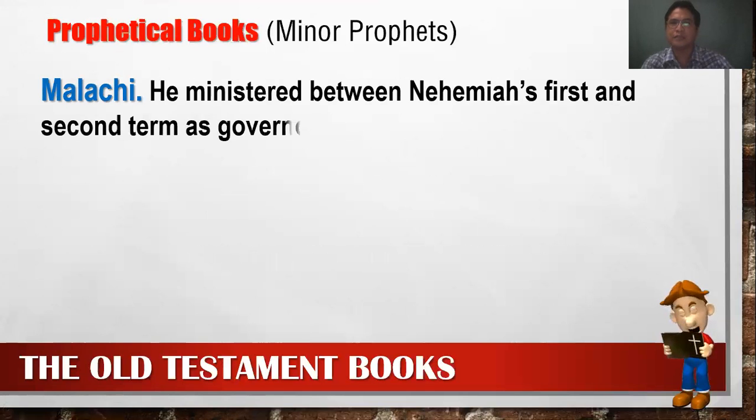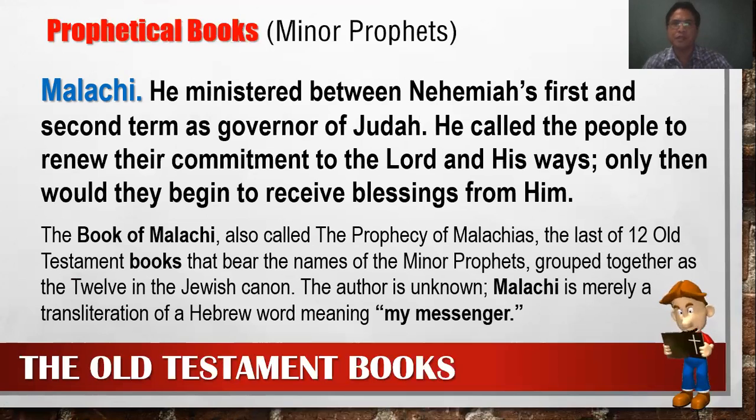And the last minor prophet of the prophetical books is the book of Malachi. Malachi ministered between Nehemiah's first and second term as governor of Judah. He called the people to renew their commitment to the Lord and his ways. Only then would they begin to receive blessing from him.